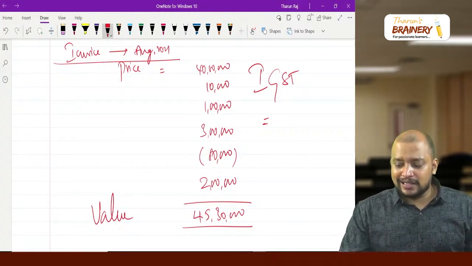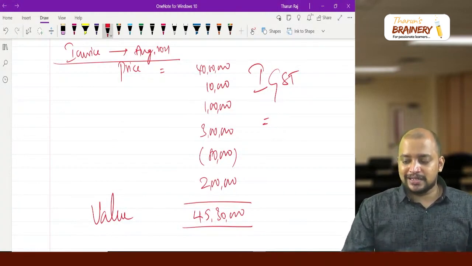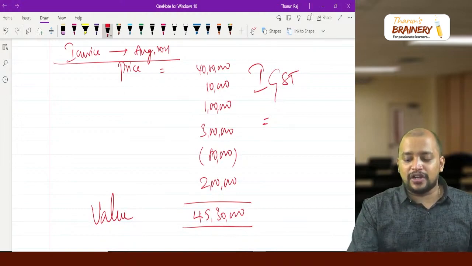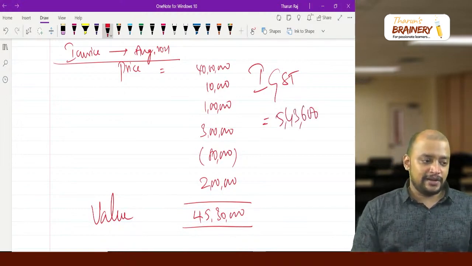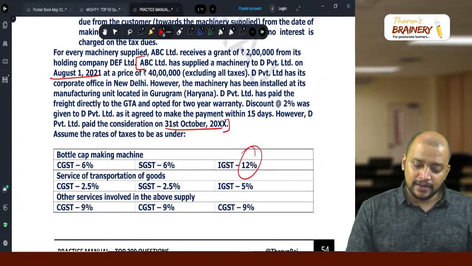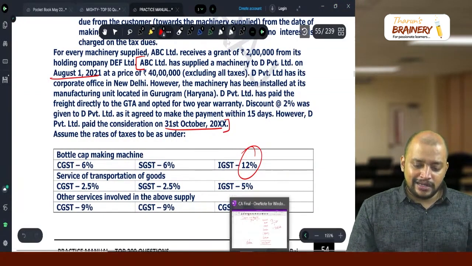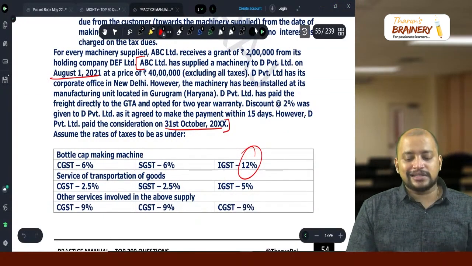So 45,30,000 into 12% will be 5,43,600. 5,43,600 will be taken. What, pa? Gurugram, Haryana. Sorry. Yes, installed in Haryana.